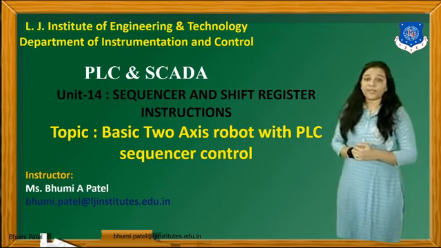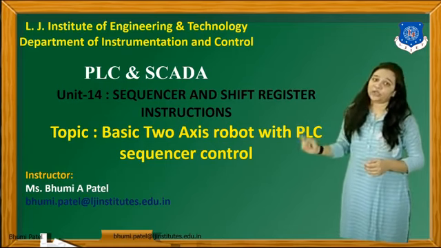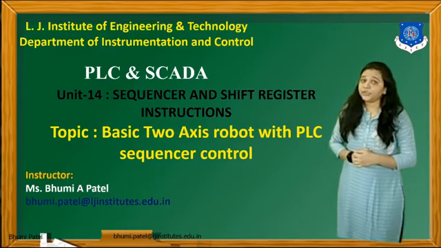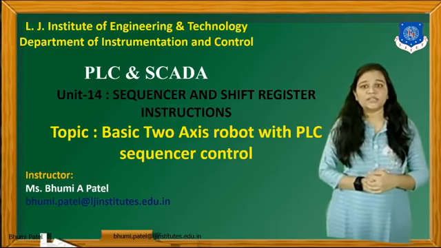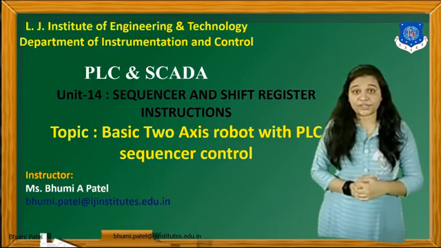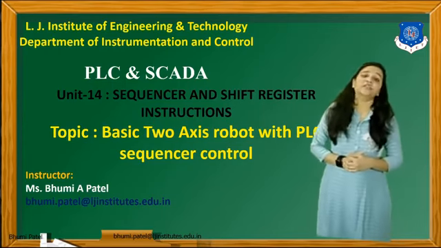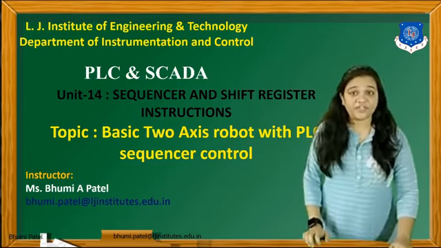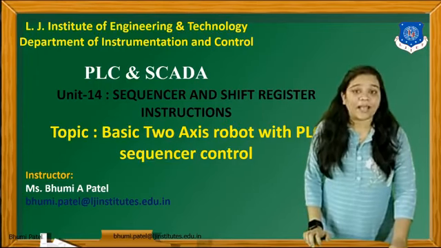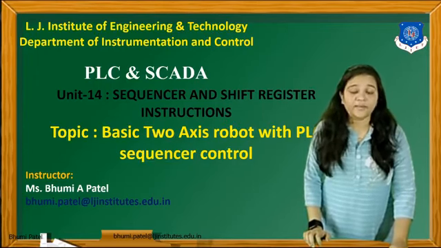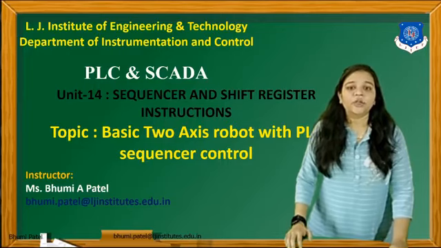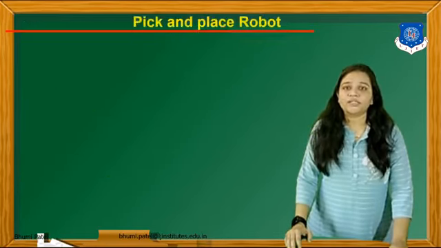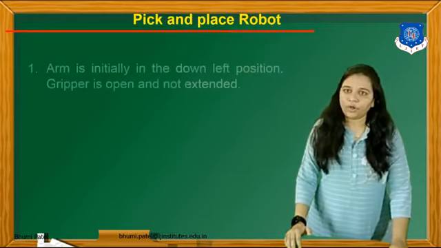Today our topic is the basic 2-axis robot with PLC sequential control, in Unit 14, sequential and shift register instruction. As we studied in Chapter 2, we have used different types of shift register, like shift right, shift left, then rotate right and rotate left shift register. Today our topic is the pick and place robot.